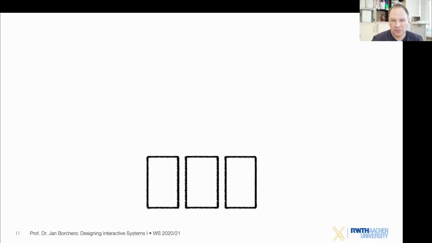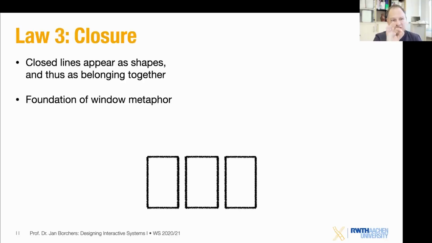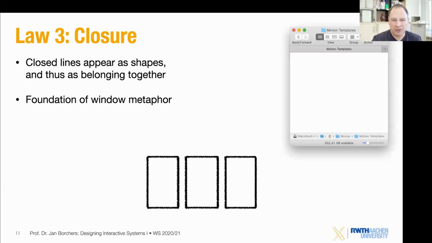Even though those parallel lines in the middle are very close to each other, the closure of them actually dominates, right? And this is the law of, surprise, surprise, closure. So closed lines create a shape in your mind, and thus all those closed lines become part of one thing, right? And this is, of course, essentially the whole Gestalt theoretical foundation of the window metaphor that we use in GUI desktops, right? We make a box and people immediately say, okay, that's a box, right? That thing seems to be one entity.